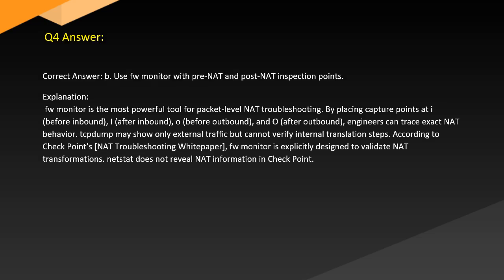Answer. Correct answer, B. fw monitor with pre-NAT and post-NAT inspection points. Explanation. fw monitor is the most powerful tool for packet-level NAT troubleshooting, placing capture points at i (before inbound), I (after inbound), o (before outbound), and O (after outbound). Engineers can trace exact NAT behavior.